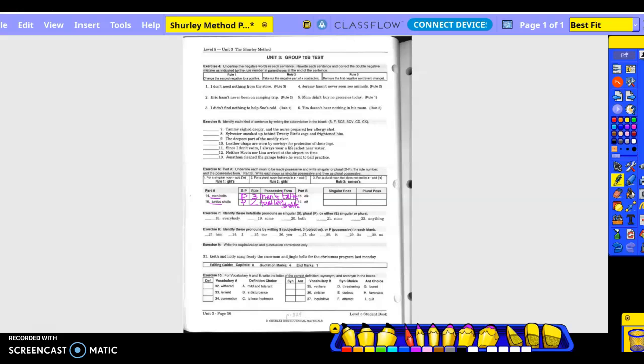Okay, elk. What's the singular possessive of that? So E-L-K, apostrophe S, sorry. Okay, and what about the plural possessive? So E-L-K-S with an apostrophe at the end, right?